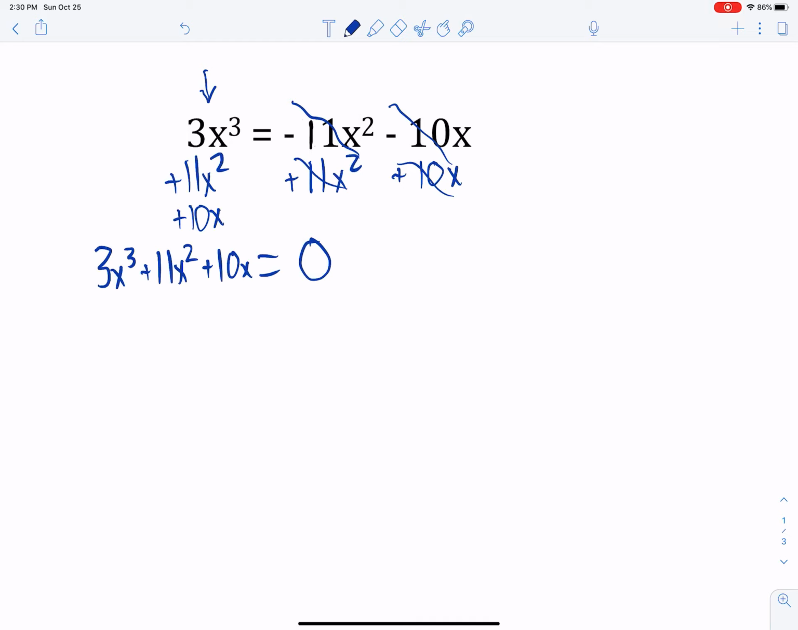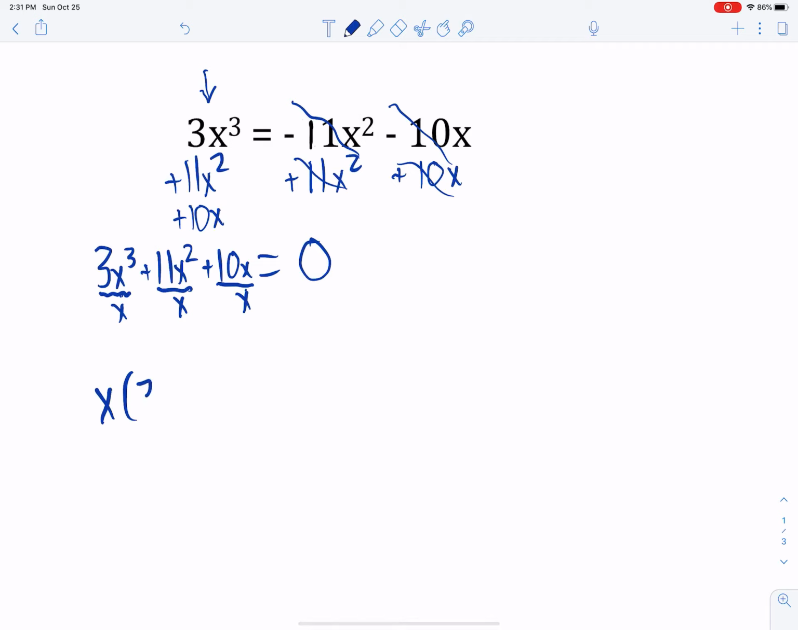Now, when I'm factoring this, I always look for a greatest common factor first. Here, there's no number except 1 that goes into 3, 11, and 10. So I don't need to factor out a number, but they do all have variables. And the smallest power of the variable in this case would be x to the first, or just x. So I'm going to factor out an x from every term, and I divide them by x to see what's left.